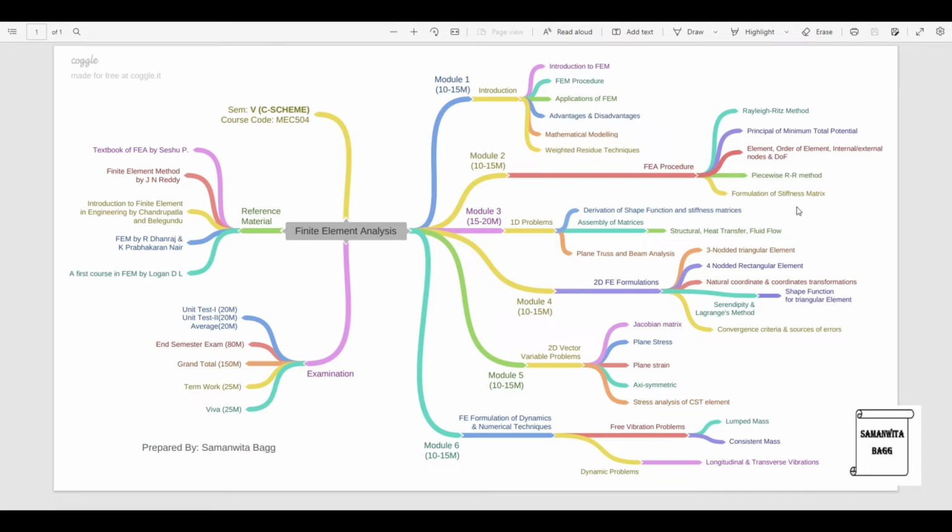Now this can be asked as a derivation or a theory question. So this module can overall be asked for 10 to 15 marks. Next comes module 3, which is about one-dimensional problems. Now this is going to be one-dimensional second order equations. This is what you need to be careful about.